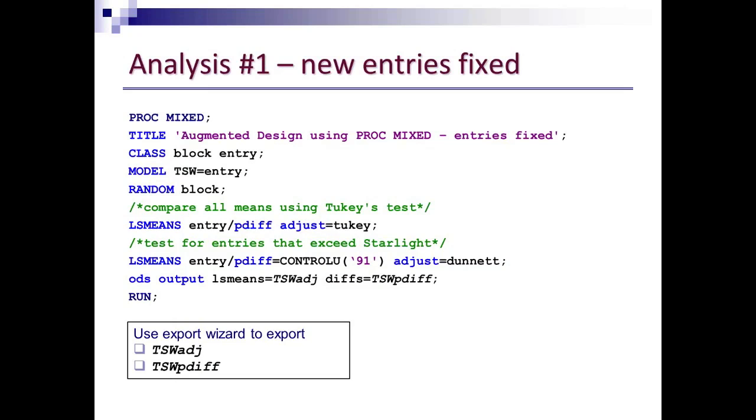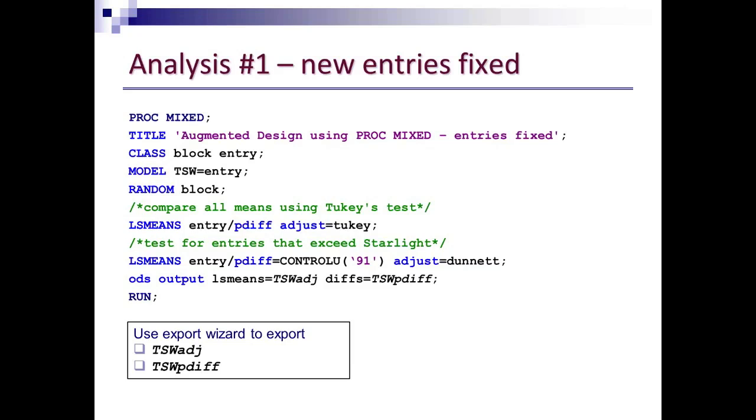So for the first analysis, I'm going to use the mixed procedure in SAS, assuming that our entries are fixed. So we need a class statement to indicate that block and entries are both class variables. In the model statement with proc mixed, you only include your fixed effects. So the model statement is saying the 1,000 seed weight equals entry. And then in this case, we have blocks as a random effect. You notice in this case, since the entries are all fixed, we don't really need to distinguish, at least at this point, between our checks and our new entries.